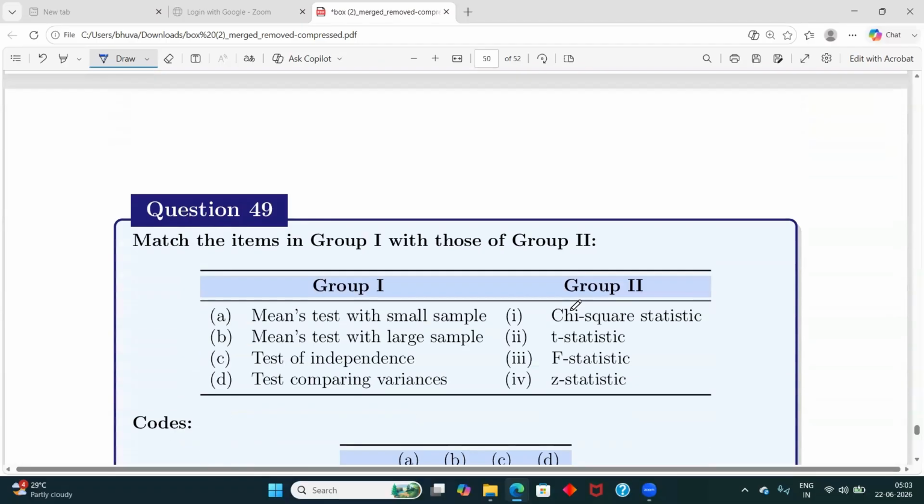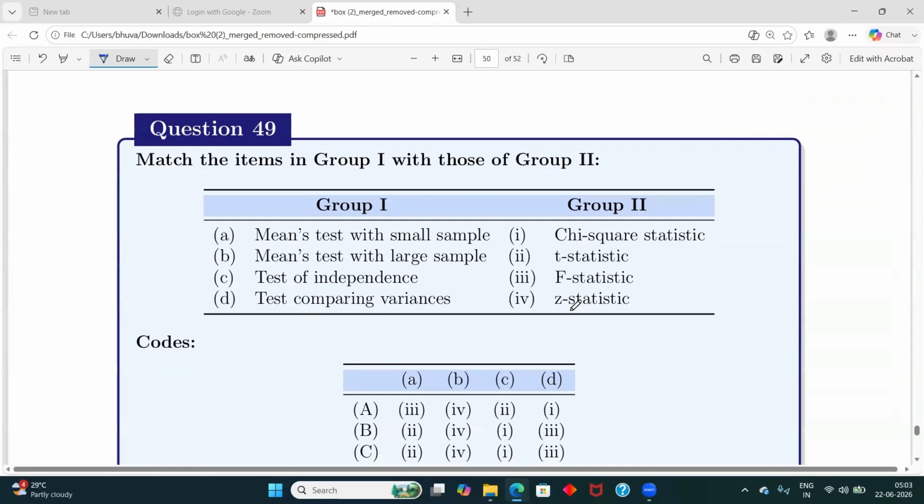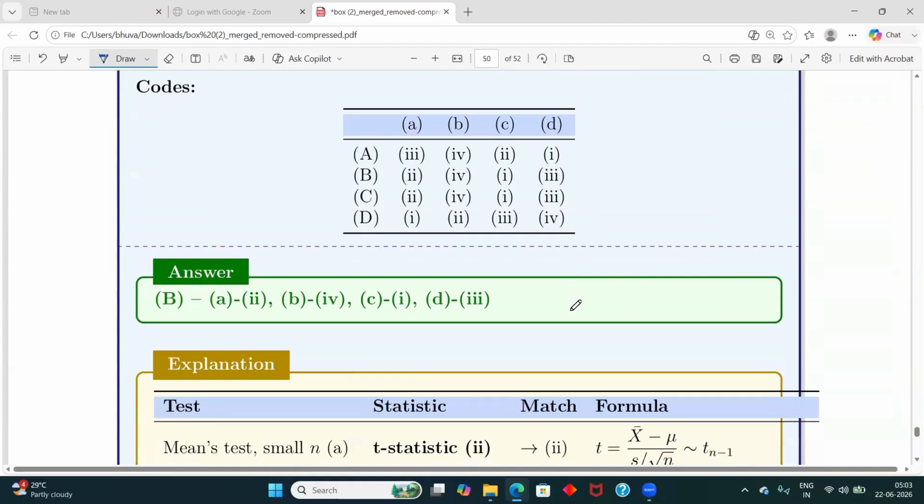Now question number 49. Match the items in group 1 with group 2. Group 1: means test with small sample, means test with large sample, test of independence, and test comparing variance. Group 2: chi statistic, T statistic, F statistic, and Z statistic.